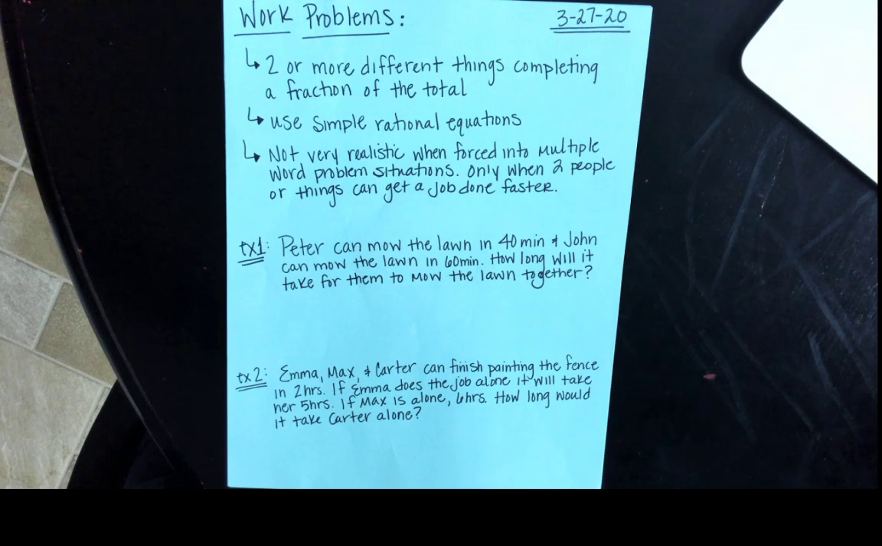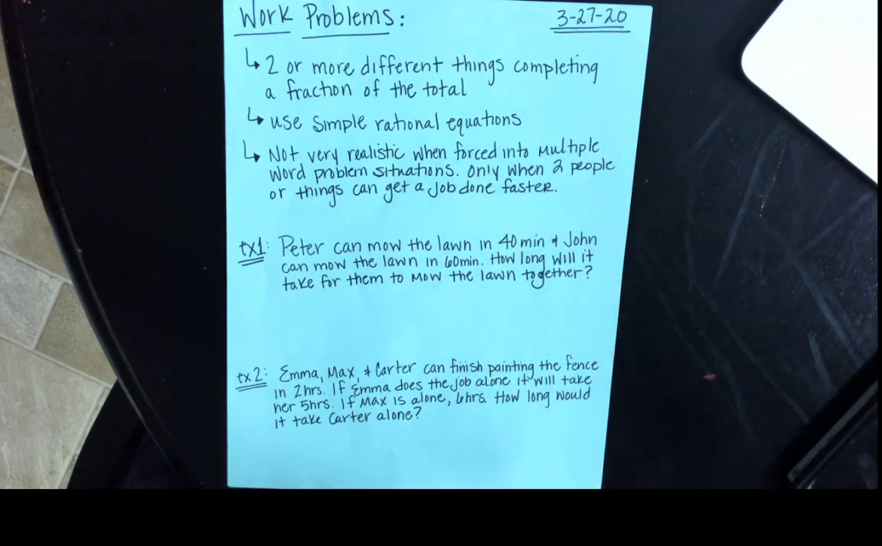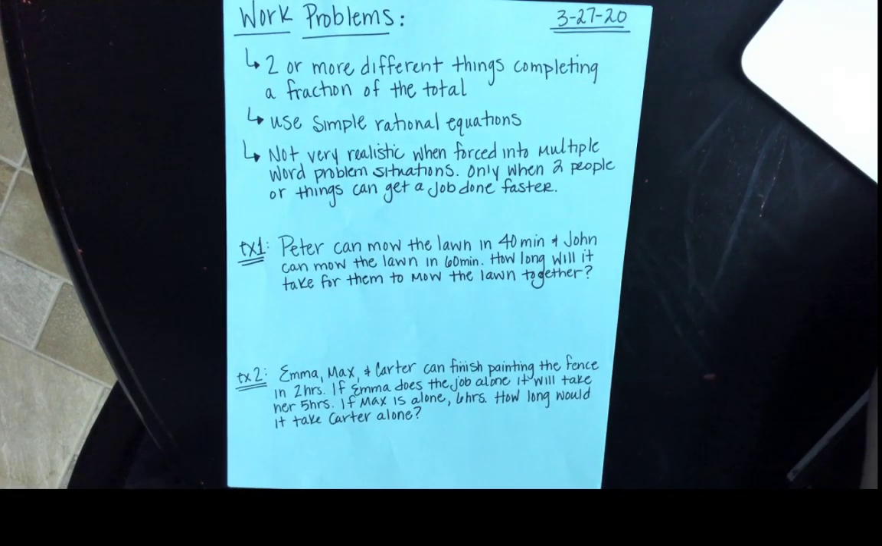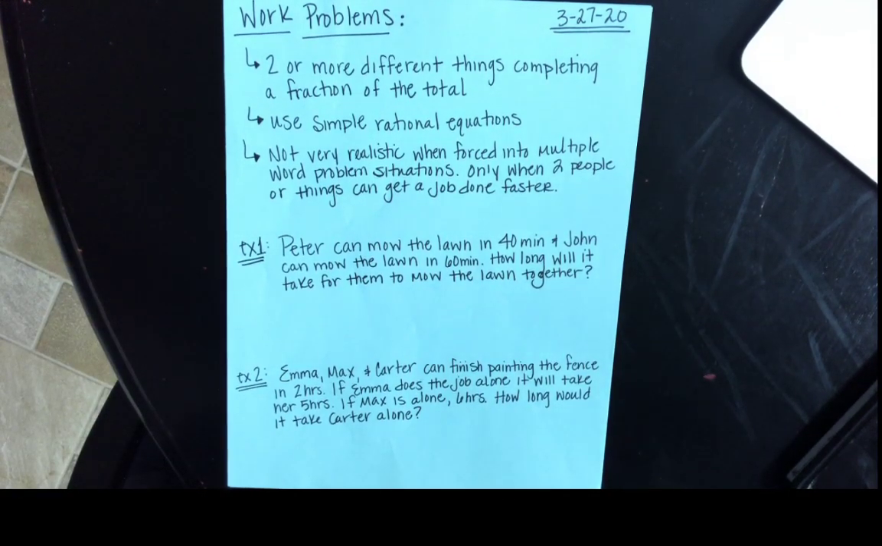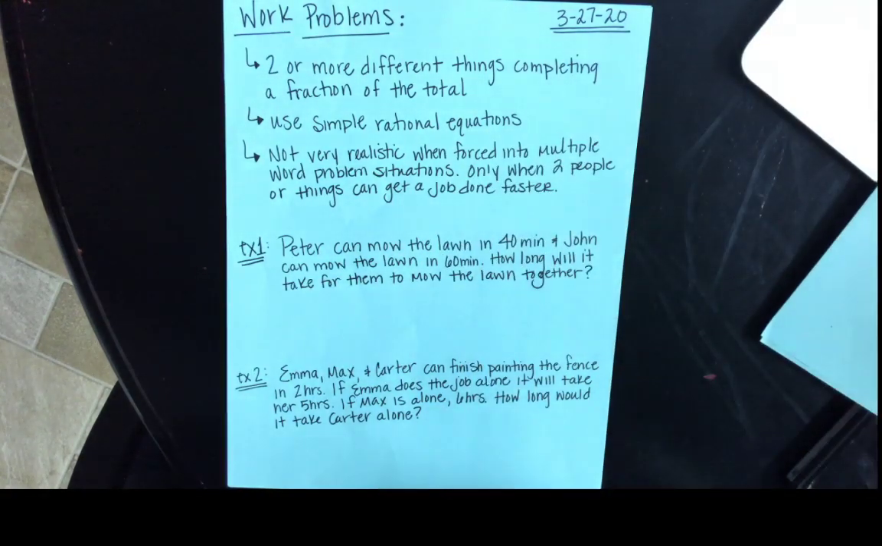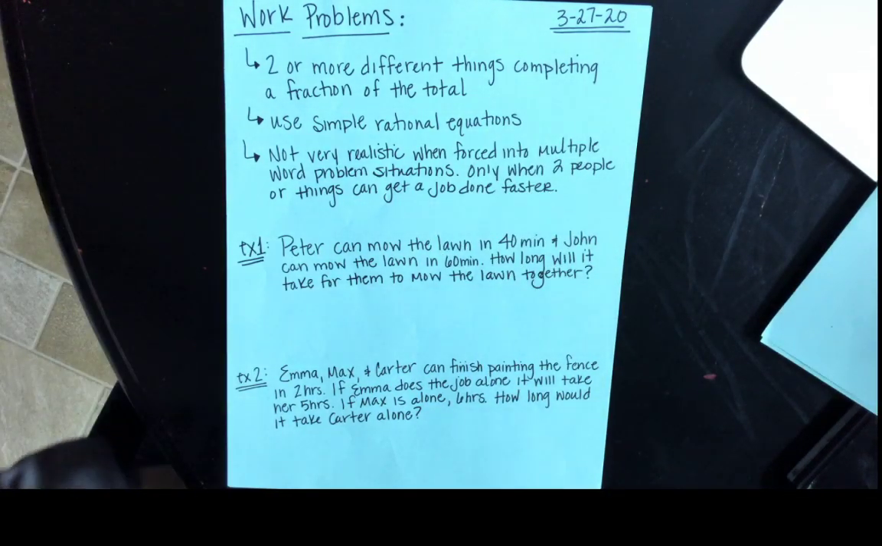It says that one person can mow the lawn in 40 minutes, but the other person can mow the lawn in 60 minutes. So clearly somebody is much more efficient. It then asks how long would it take them to mow the lawn together. So when we do these work problems, what we're looking at is fractional amounts of time: how much one person can do in a certain amount of time, how much another person can do in a certain amount of time, and then when that one job needs to get done, how much time it would take in total.